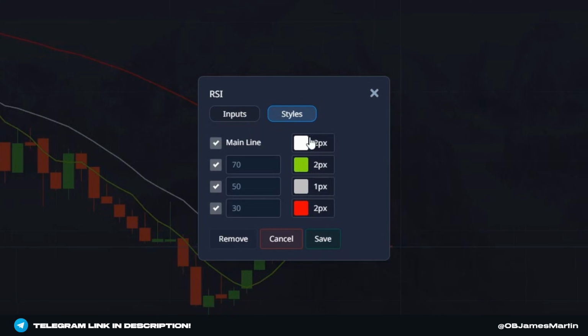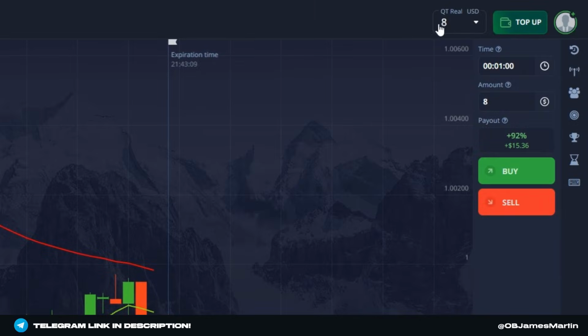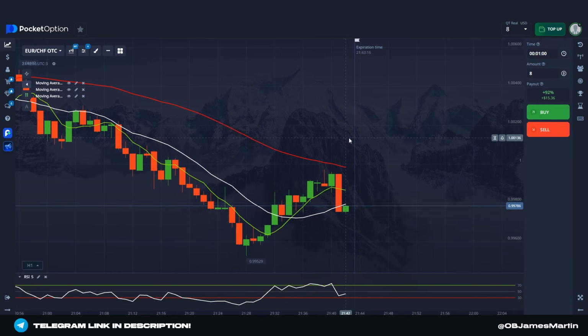Now, the strategy is easy to understand. So now let's explain the method, guys. 1 minute expiration time, $8 that we're going to start with. So now we have all that set up. So let's start with this.